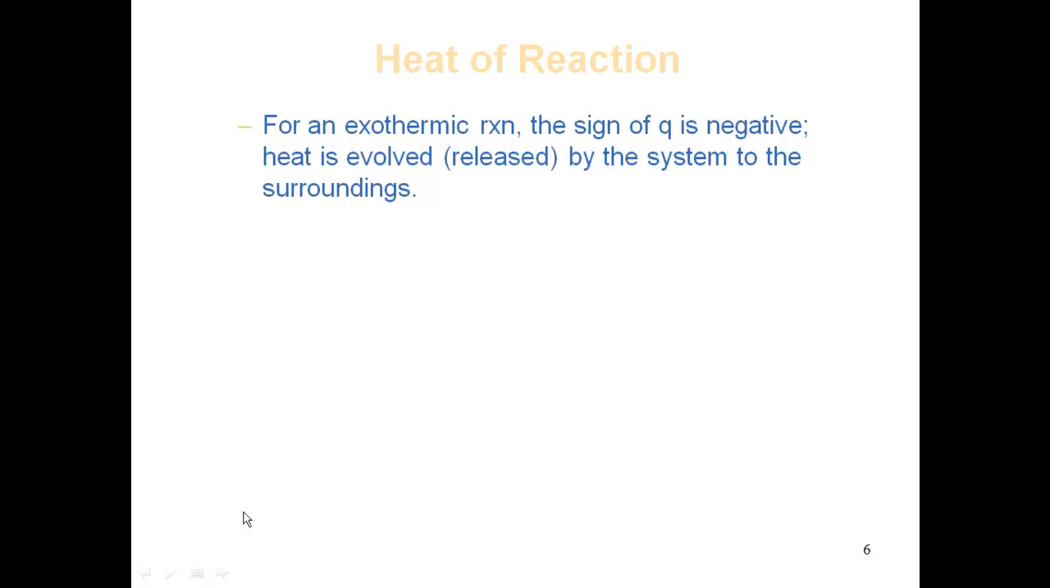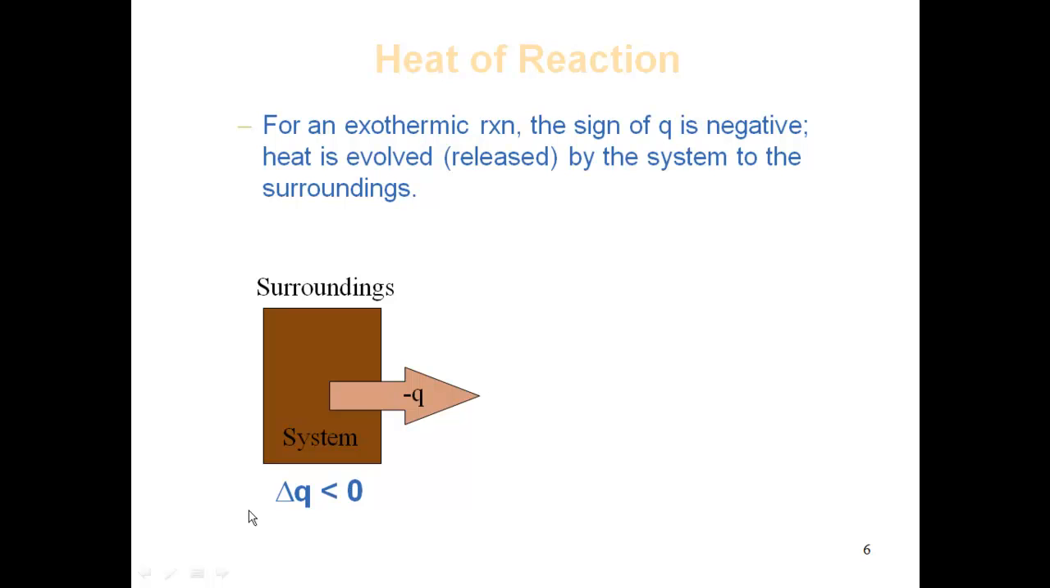For an exothermic reaction, the sign of Q is negative because heat is evolved or released by the system to the surroundings. So we're looking at a case of heat going out from the system to the surroundings. What's happening there is the temperature of my system is going down, which means my surroundings is absorbing that heat, so the temperature is increasing for the surroundings. Since heat is leaving the system to the surroundings, the total internal energy of the system is going down.